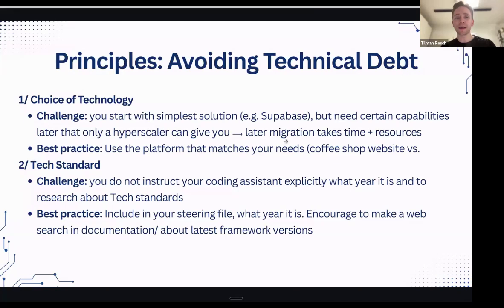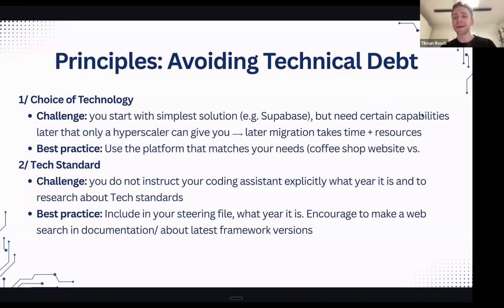So choice of technology, start with your simple solution that might make sense for you, but later you have risks of migration and time and resources. So use the platform that matches your needs. If it's a local coffee shop, if it's something very small, you may want to go with a simple solution. If you want to build some cool, more sophisticated AI agentic features, or if this should scale, choose a bigger platform.